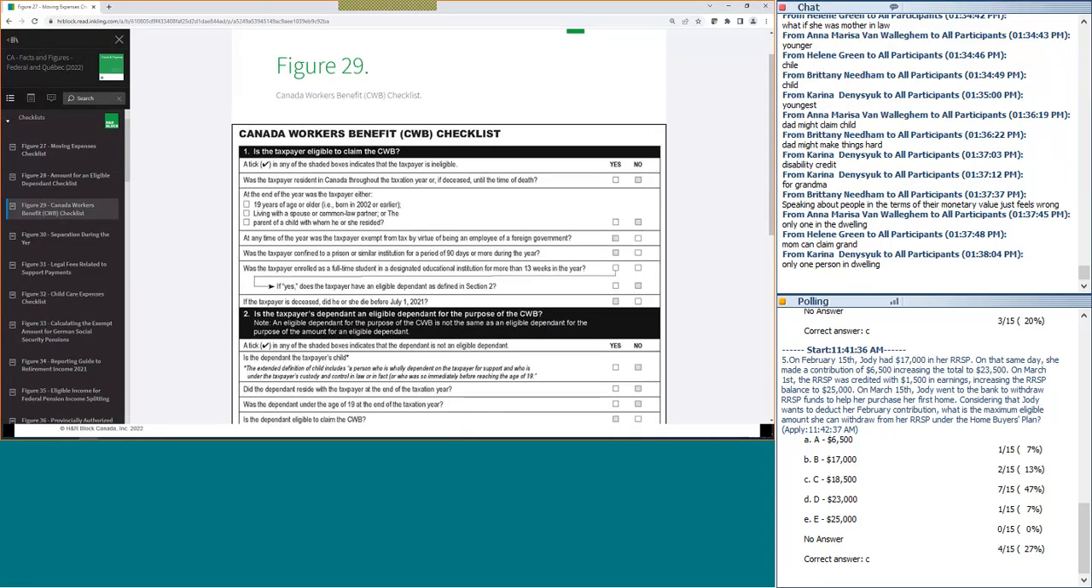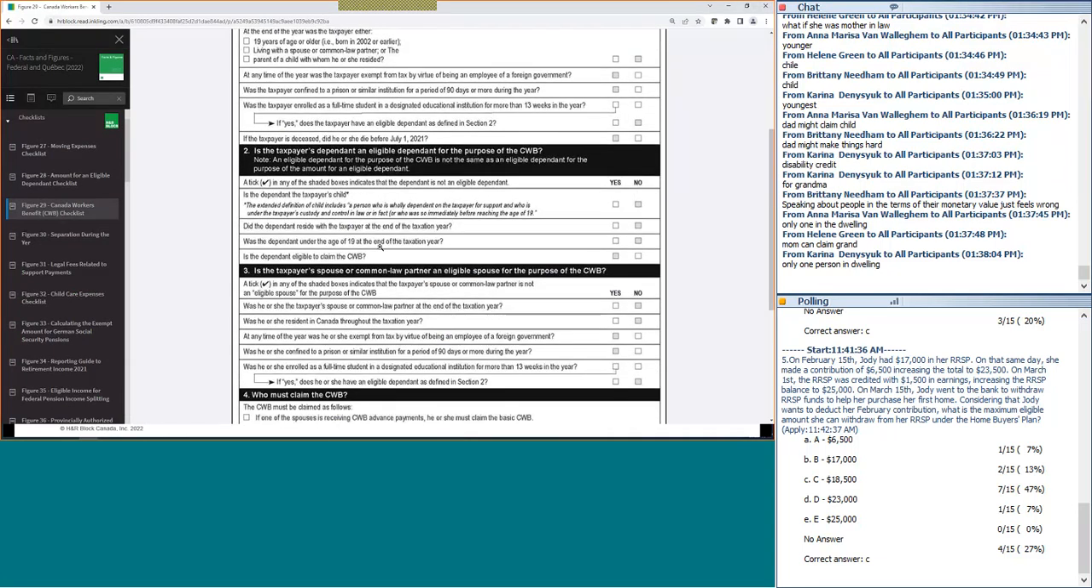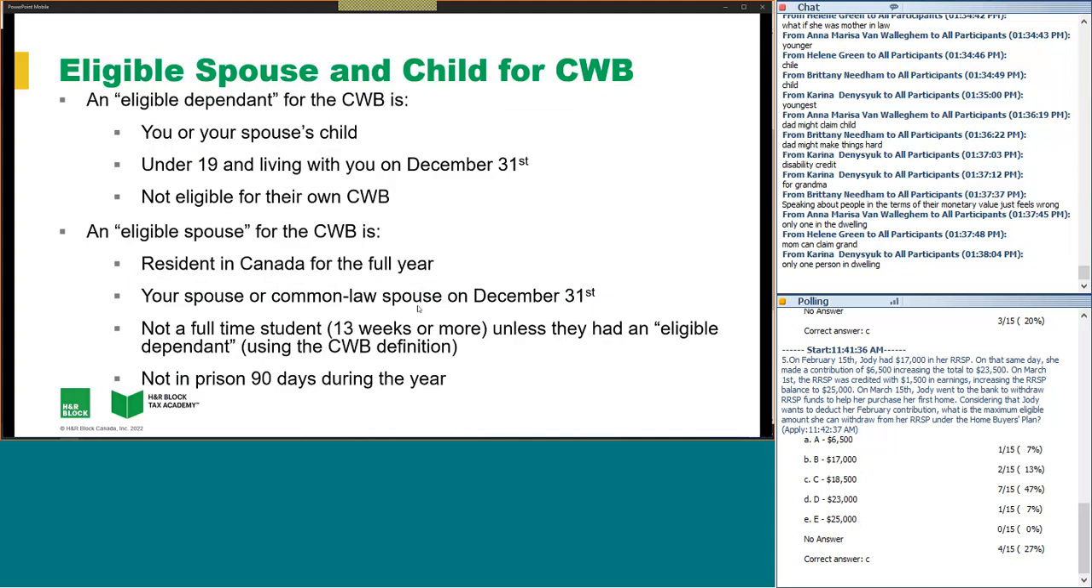We've already looked at if the taxpayer is eligible. It also includes, do you have an eligible dependent? And do you have an eligible spouse? Eligible dependent for Canada Workers Benefit is different than eligible dependent amount. So wipe out all the rules I just taught you, fresh set of rules, and let's talk about it.